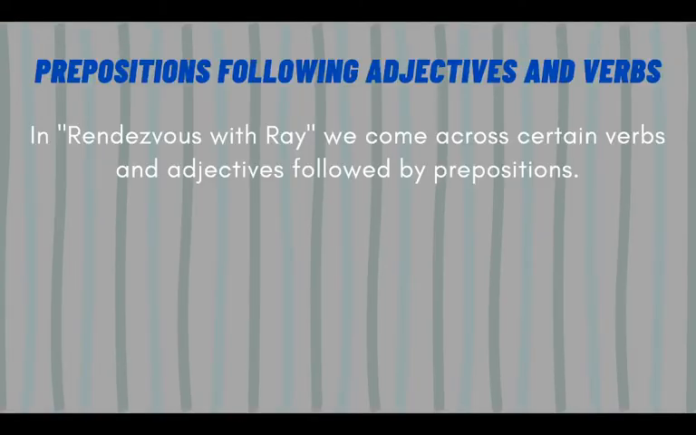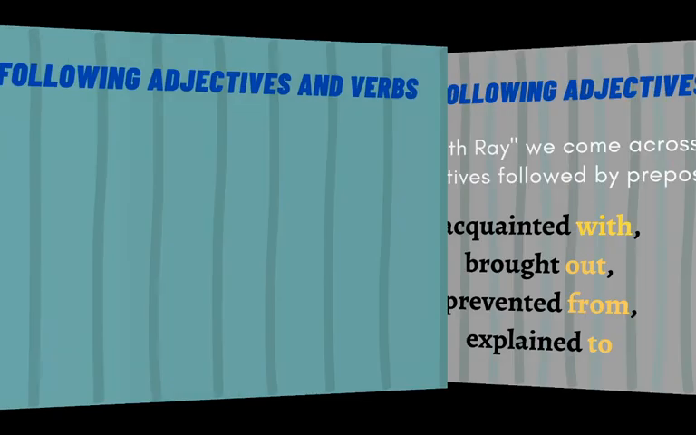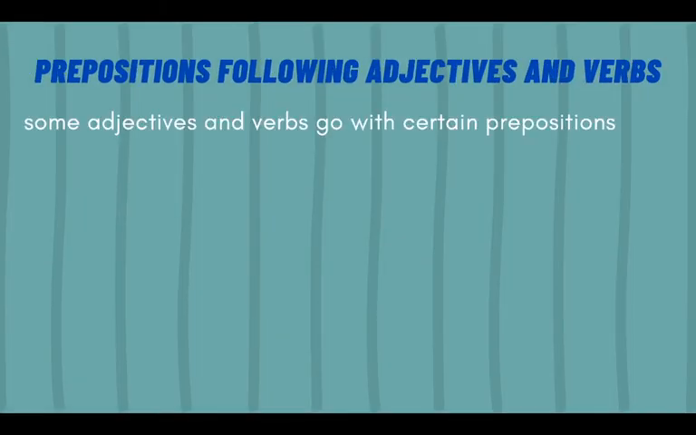In Unit 4, in the Rendezvous with Ray lesson, we come across certain verbs and adjectives followed by prepositions. Let's see: acquainted with, brought out, prevented from, explained to. The highlighted words are the prepositions. Prepositions following adjectives and verbs. Some adjectives and verbs go with certain prepositions.